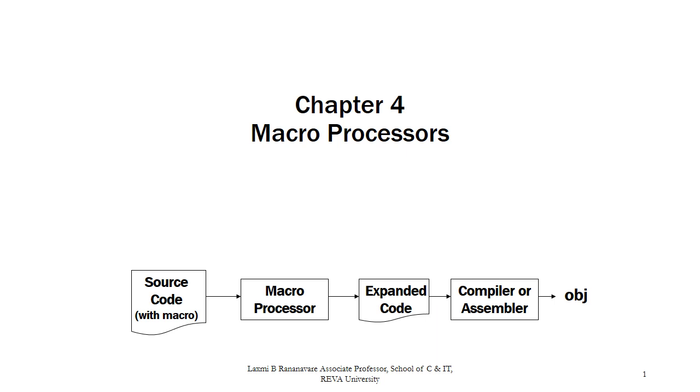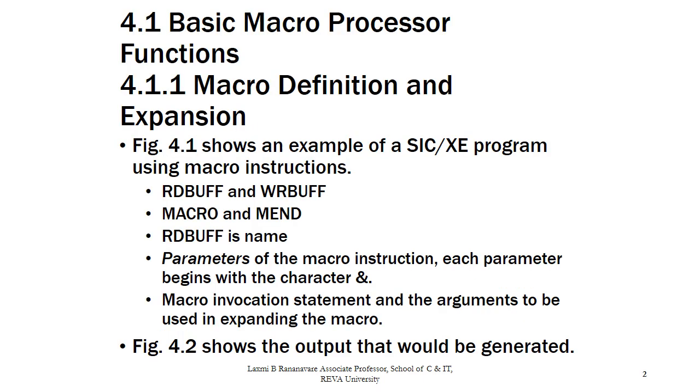So in the previous class we have seen what is macroprocessor. Macroprocessor is a system software which takes the source program which is having macros, and it is going to expand these macro calls, and the expanded code it is going to give to the assembler. So this is what we have seen in the previous class.